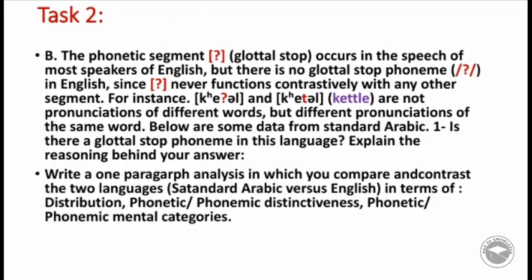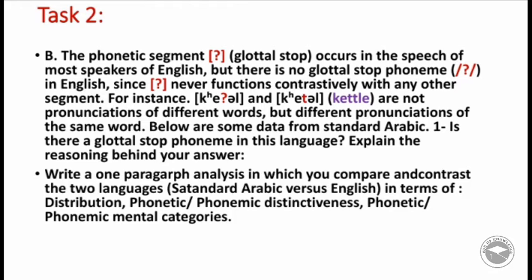Question B. The phonetic segment glottal stop occurs in the speech of most speakers of English, but there is no glottal stop phoneme in English, since it never functions contrastively with any other segment. For instance, the two pronunciations of cattle are not pronunciations of different words, but different pronunciations of the same word.